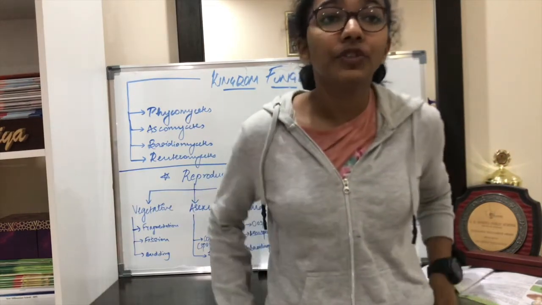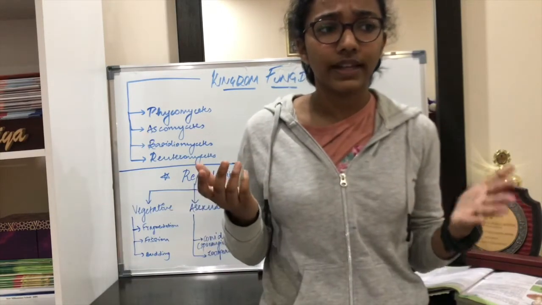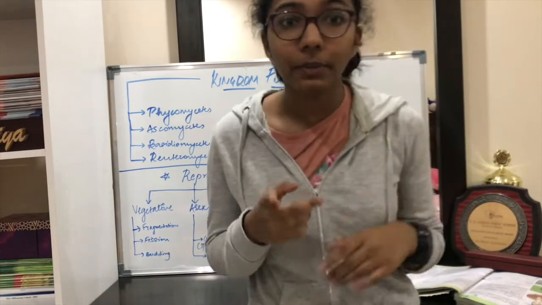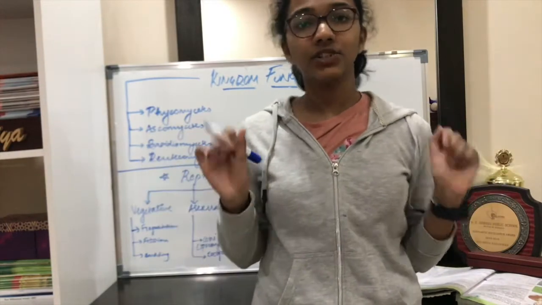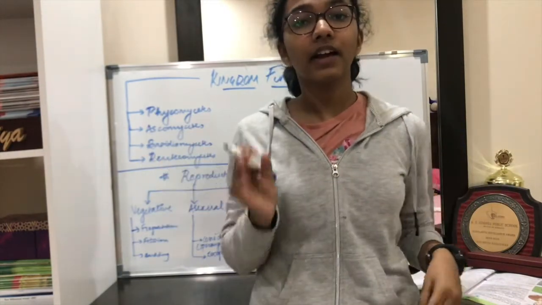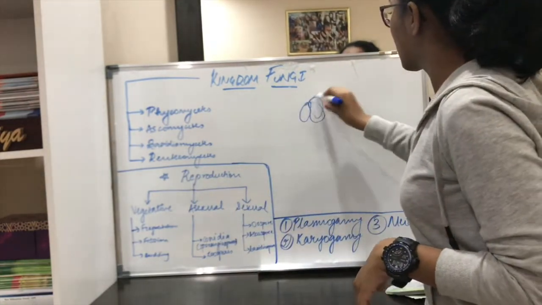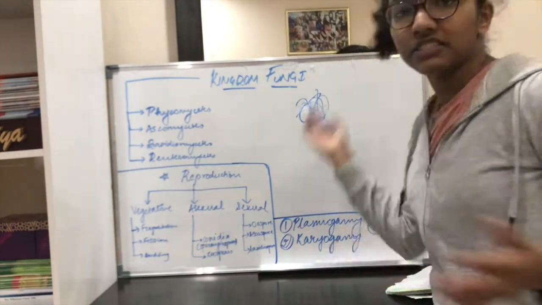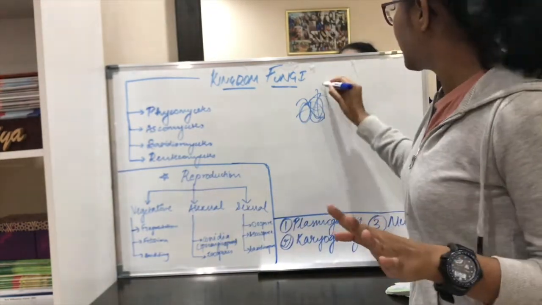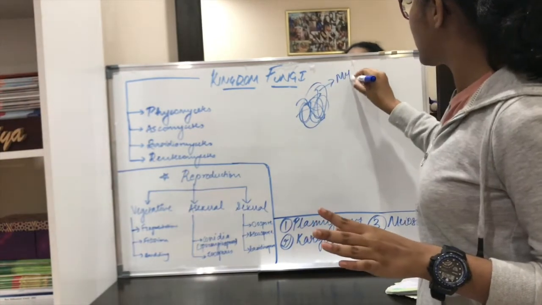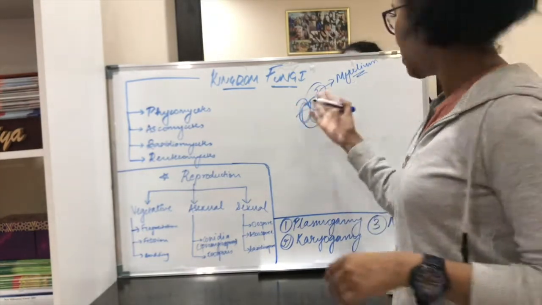Now, if we move on further, we can classify fungi based on their mycelium. Now, what a mycelium is, I'm going to explain. Except for yeast, which is unicellular, baki sare fungi are filamentous. So, I'm going to draw a structure here. These might look like random threads or some random lines drawn, but this is known as a mycelium. Okay, fungi ka body is made up of a mycelium.